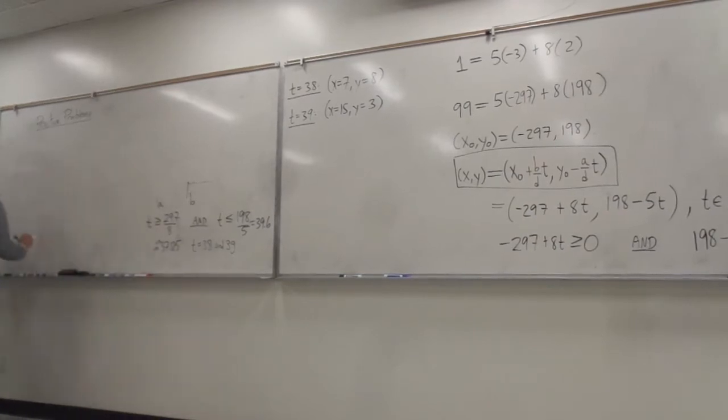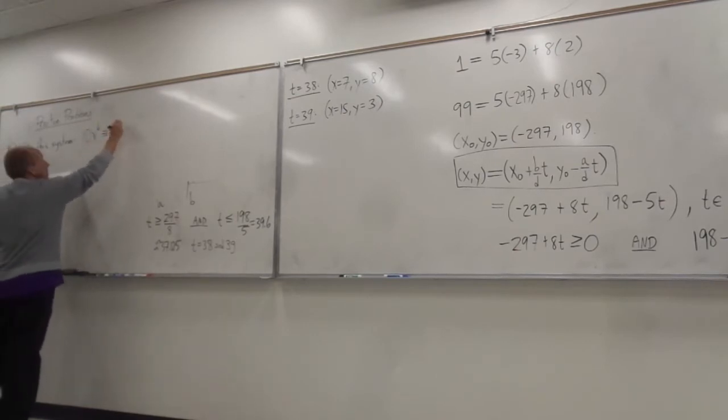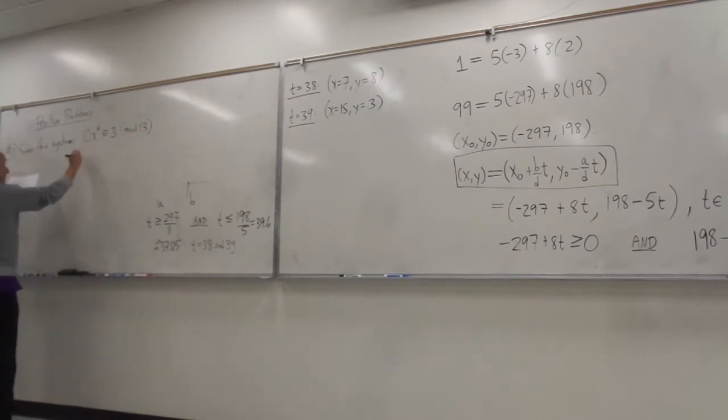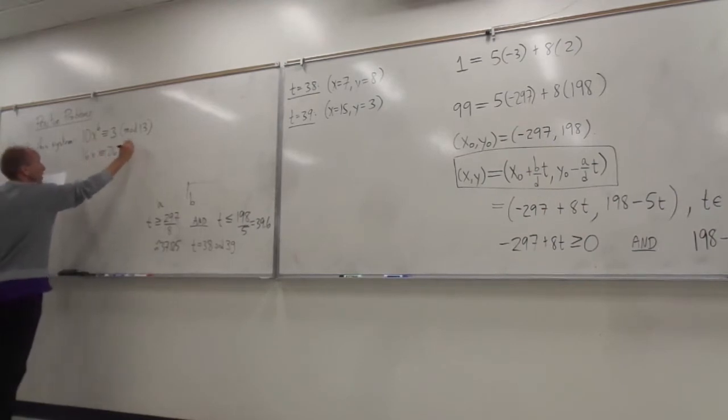So number 2, solve this system. I'm going to give you a system here. The first equation is 10x to the 6th is congruent to 3 mod 13. And the second one is 16x is congruent to 26 mod 50.